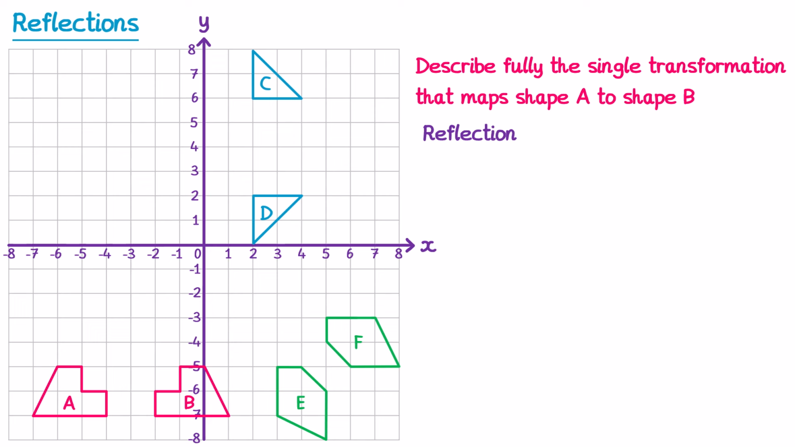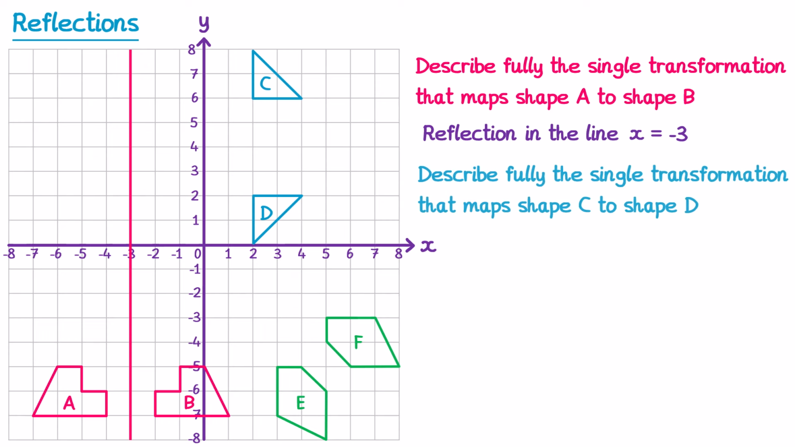So if we look at shape A and B, we need to try and draw on the mirror line. Now since there's a gap of two squares in between these shapes, I can be sure that the mirror line is one square in between them. So a straight line that goes down here. This line crosses the x-axis at negative 3. So its equation must be x equals negative 3. So we just need to say it's a reflection in the line x equals negative 3. And that'll get us the second mark.